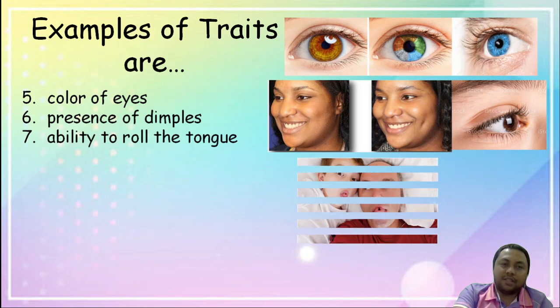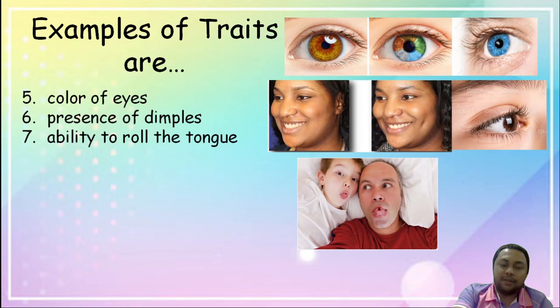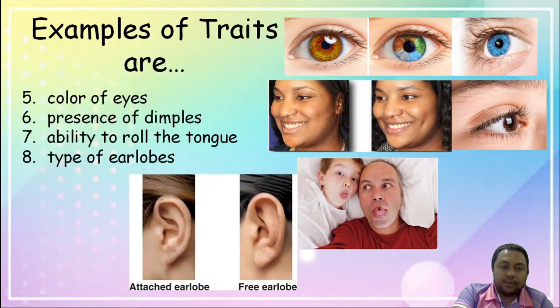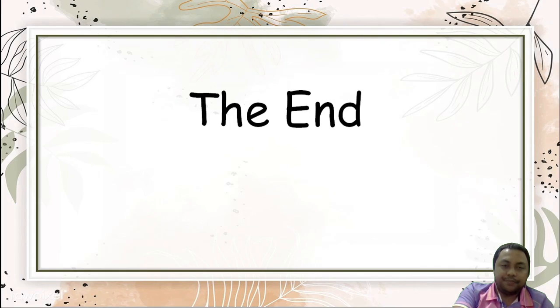Ability to roll the tongue. This one here, the father and the son have the ability to roll their tongue. And number 8 is type of earlobes. On the left side, we have the attached earlobe, and on the right side, we have free earlobe.